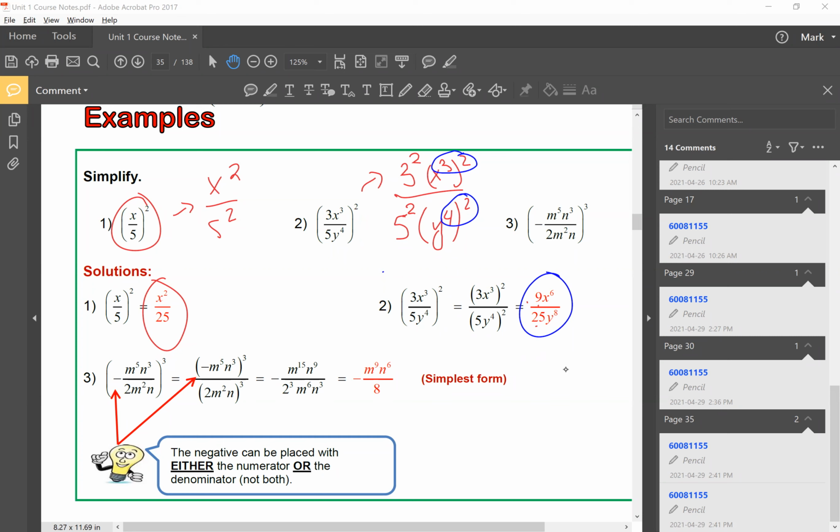What you're basically saying is what I'm circling in blue here. Be careful, because when you write 5y^4 squared, don't forget that that 2 also goes with the 5. So I need to square the 5 and then do the work with the y. But yeah, you can do that.